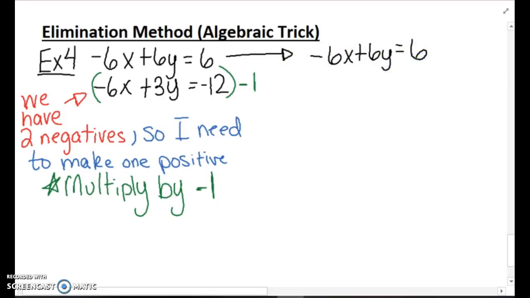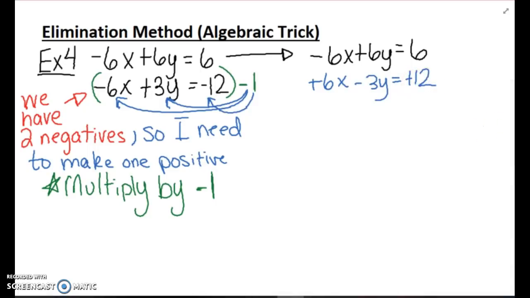However, I am going to change the second one by multiplying it by negative 1. So I'm going to multiply that negative 1 times the negative 6. That's going to give me positive 6x. I'm going to multiply that negative 1 by the positive 3. So that's going to give me negative 3y. And I'm going to multiply it by the negative 12, which is going to give me positive 12. So now I have made it into a negative and a positive, which is what I wanted in order to be able to solve this equation.